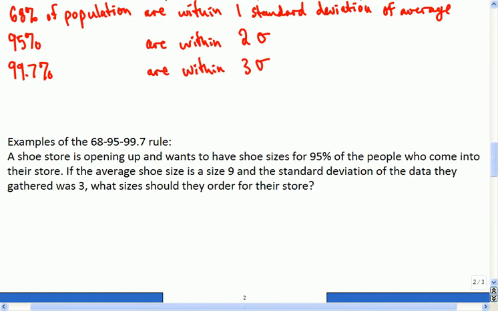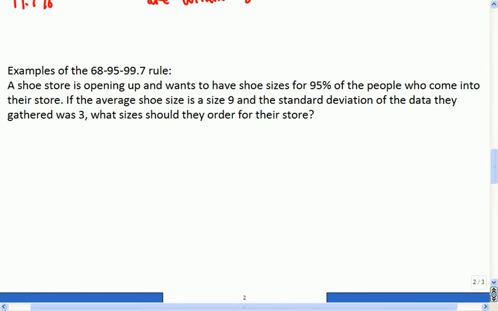Okay, so here's an example for you. A shoe store is opening up and wants to have shoe sizes for 95% of the people that come into their store. If the average shoe size is 9 and the standard deviation of the data they gathered was 3, what shoe size should they order for their store? Right? Like, you don't want to be a business that's turning business away because you don't have enough sizes, but at the same time, it's probably not a good use of your money to stock size 35 shoes.